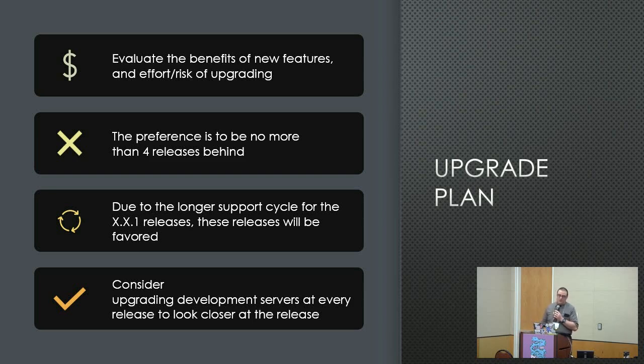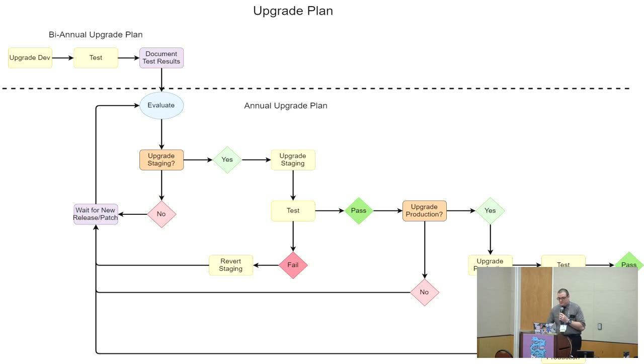So in our plan, we've decided to not be more than 4 releases behind so that we don't run into that problem. And with the Esri software, there's a longer support cycle on the .1 releases, so we're going to favor that. And then ultimately, consider upgrading our development environment all of the time so we can at least play with the new bells and whistles somewhere, but just not in production. So that's what our plan looks like in diagram form.